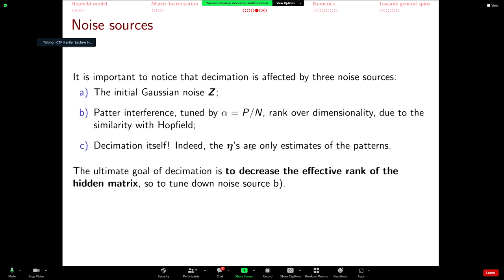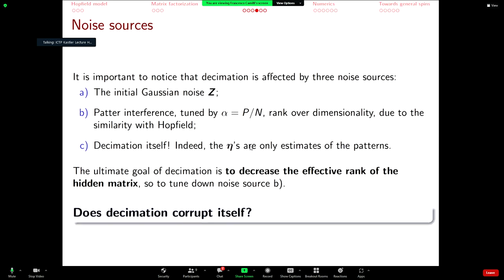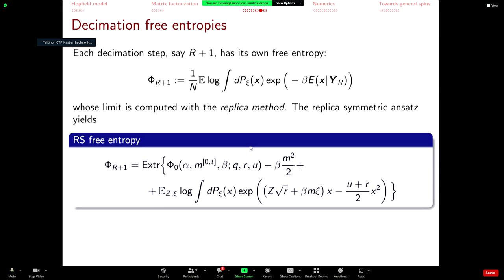In fact, the ultimate goal of decimation is to hope that the estimate you sample is similar enough to one of the patterns, so that when you subtract the corresponding rank one contribution, you're decreasing the rank of the hidden matrix. You are bringing the problem towards the feasible, easier, and already studied version. So it is not clear whether decimation corrupts itself or not at this point, at least. It will be clear in the end. We have seen that at each decimation step we have a different energy, because it depends on these modified observations. Every time you have subtracted an additional rank one contribution, the energy and the model itself change. So you will have a sequence of p models in total, provided you can get to the end.